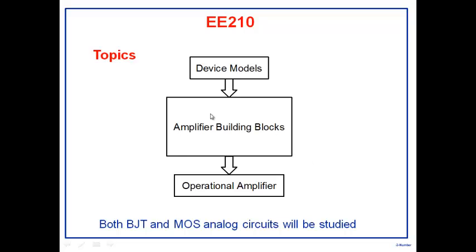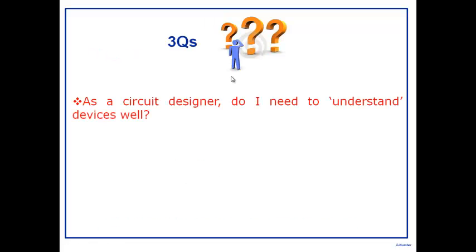But before we start talking about circuits, we have to understand the devices out of which the circuits are built. And the devices include bipolar transistors and MOSFETs. Okay, and that's why we need to begin with device models. All right. So three questions that you should keep in mind.